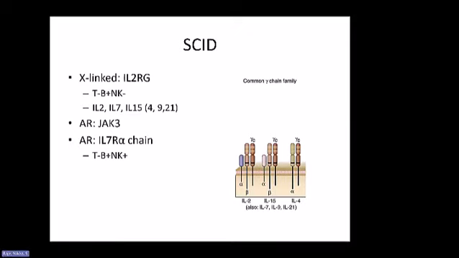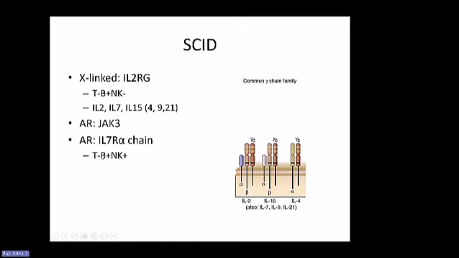So why does an IL-2 receptor gamma defect lead to SCID? It's a common gamma chain, present in these cytokine receptors for IL-2, 7, 15, along with 4, 9, and 21. IL-2 and IL-7 are needed for T cells, and IL-15 is needed for NK cells, so the defect leads to a T minus NK minus phenotype. The downstream signaling molecule for the IL-2 receptor is JAK3, and so that leads to the same phenotype.